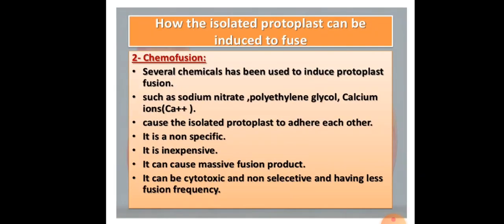Then how can the isolated protoplast be induced to fuse? First is chemofusion. Several chemicals have been used to induce protoplast fusion, such as sodium nitrate, polyethylene glycol, calcium, and also calcium 2+ ions. They cause the isolated protoplasts to adhere to each other. It is non-specific and inexpensive, and it can use a massive fusion approach. It can be cytotoxic and non-selective, and has a low fusion frequency.